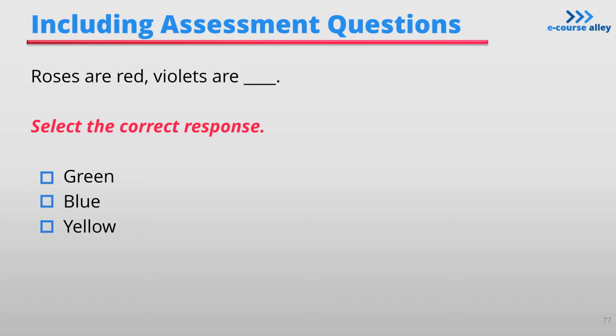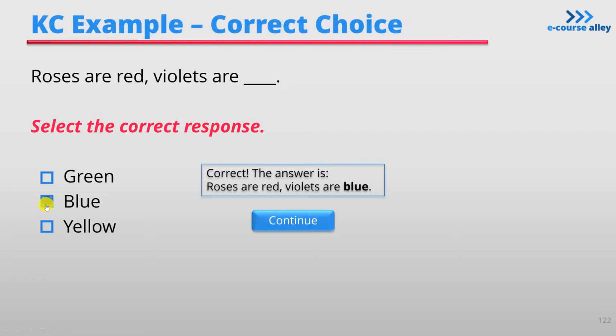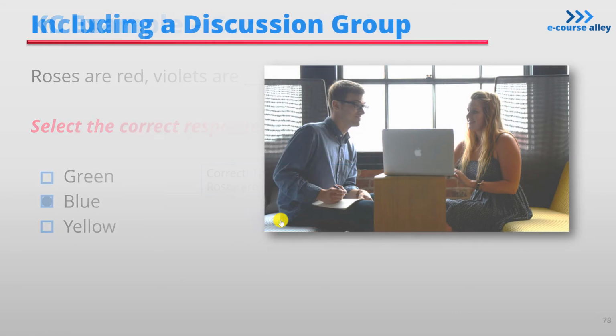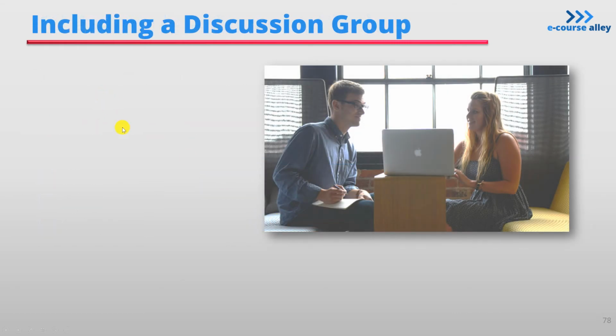So let's try this question. I'll show you first what happens when you get it correct on the first attempt, then incorrect on the first attempt, correct on the second attempt, and lastly, what happens when you get it incorrect on both attempts. So let's try this. Roses are red, violets are blue. Oh look, I got it correct. So then I can hit continue and it would go on to the next question or next slide.